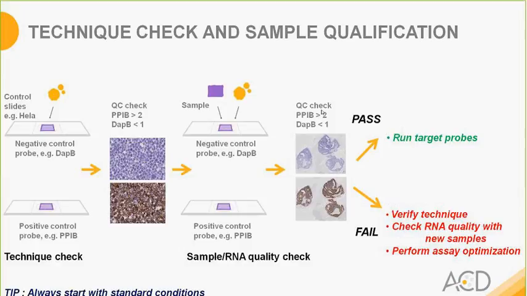If for some reason the PPIB signal is weak or less than 2 dots per cell, or the DapB signal suggests nonspecific staining, that would be considered a failure of that particular tissue, in which case the lab or the operator should go back and verify technique, look into the RNA quality of the tissue sample, and potentially perform some assay optimization.